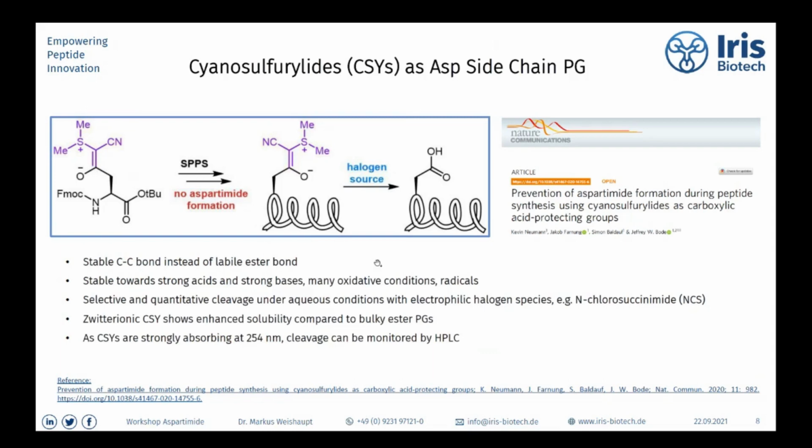Consequently, the CSYs are stable towards strong acids and strong bases, as well as many oxidative conditions and radicals. Nevertheless, it can be selectively and quantitatively cleaved under aqueous conditions with electrophilic halogen species such as N-chlorosuccinimide. The zwitterionic CSY shows enhanced solubility compared to bulky ester protecting groups. And as CSYs are strongly absorbing at 254 nanometers, cleavage can be monitored by HPLC.